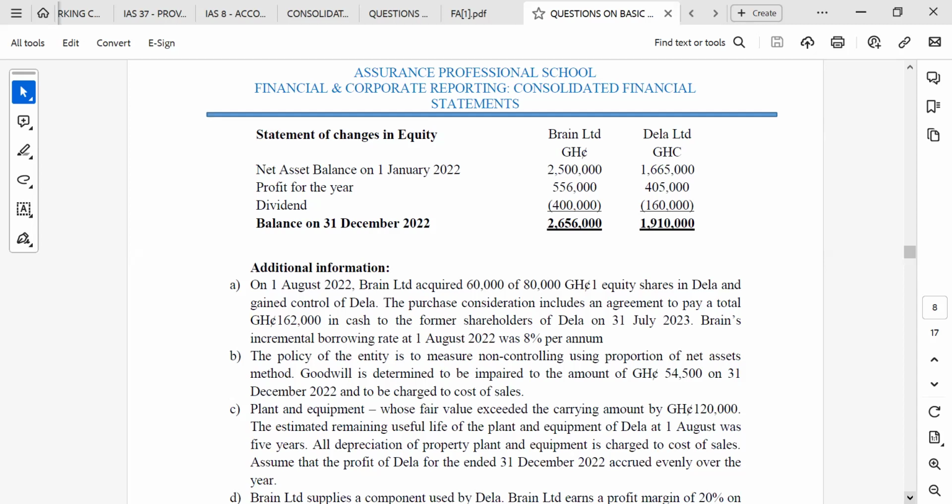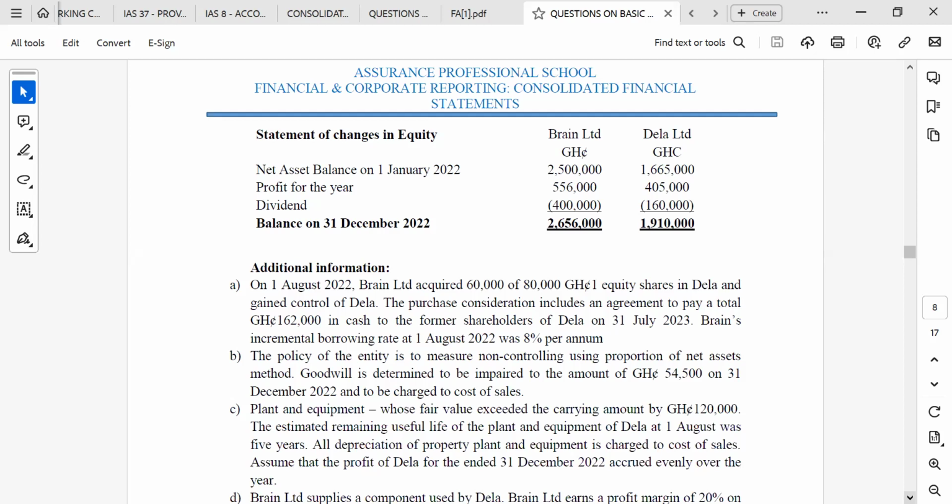Okay, impairment of goodwill is an expense, isn't it? Yes. Okay, and the goodwill will be calculated from 1st August. So impairment of the goodwill is always going to be a post-acquisition item, because from the beginning to 31 July, there was no issue with goodwill. So impairment of goodwill is going to be a post-acquisition item.